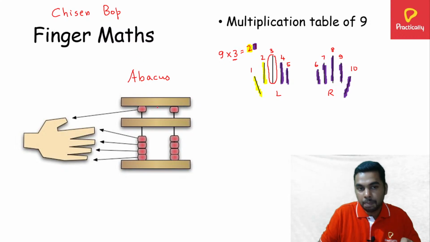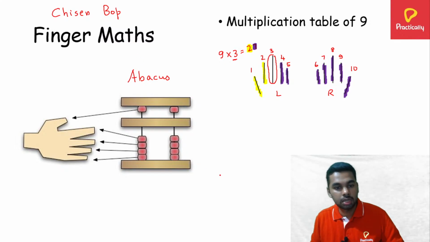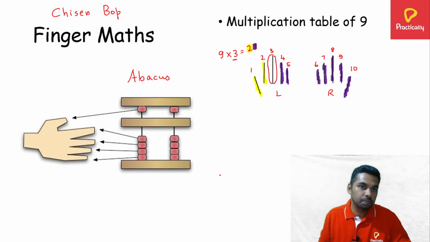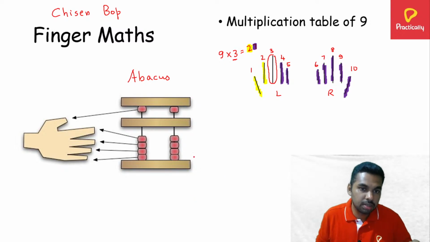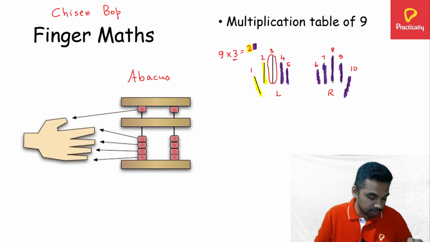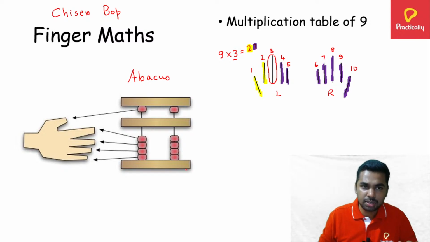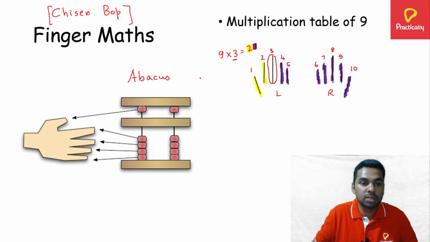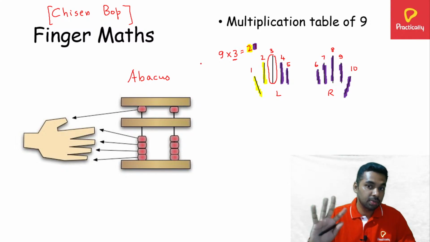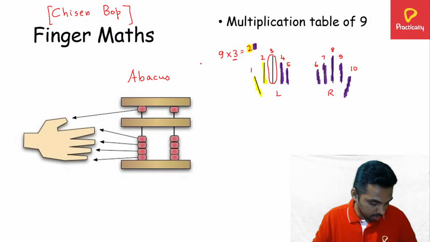This Chisenbop method is actually similar to the abacus calculation. You can calculate very fast. Okay. So I'll be talking about Chisenbop a little bit maybe in some other class. But if you want to, you can search for it. There are very good videos available for Chisenbop. It is very good to learn Chisenbop.